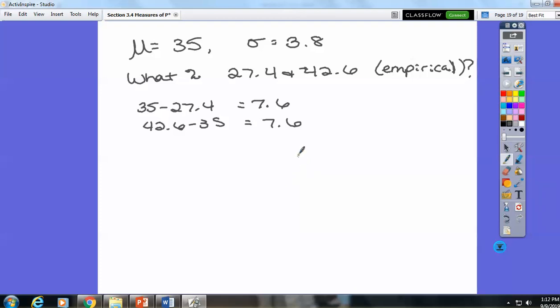How do I figure out how many standard deviations that is? Divided by 3.8, and what do we get? 2, for both of them. So 2 standard deviations above and below, by the empirical rule, what percent should that be? 95%.